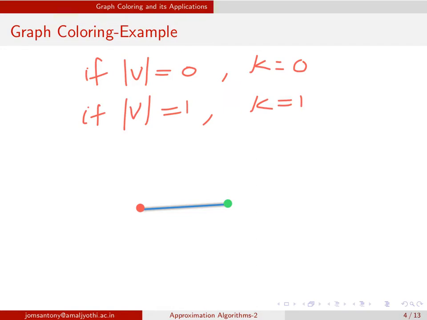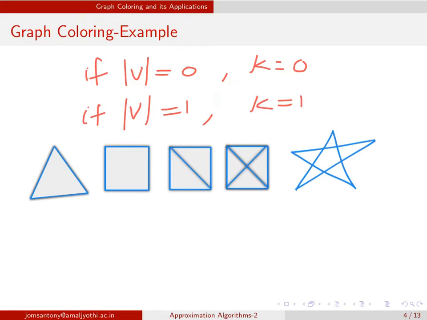Now let us do some more examples. In the first figure, suppose I color one of its vertices with, say, a red color. Then I will not be able to choose the red color for any remaining vertex because it is adjacent to the already colored vertex. So I will have to choose a different color, say blue for this vertex and say yellow for this vertex. So in this case, you require a minimum of three colors to properly color this graph.